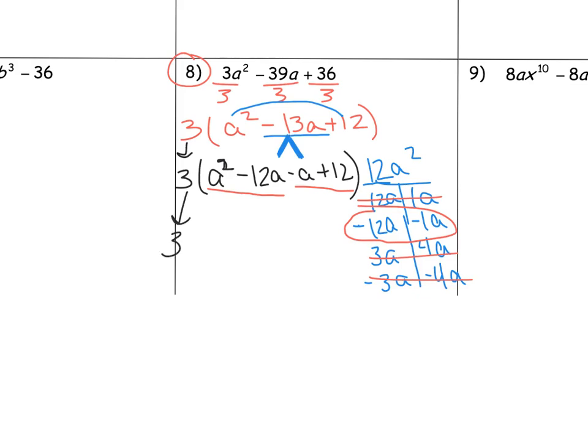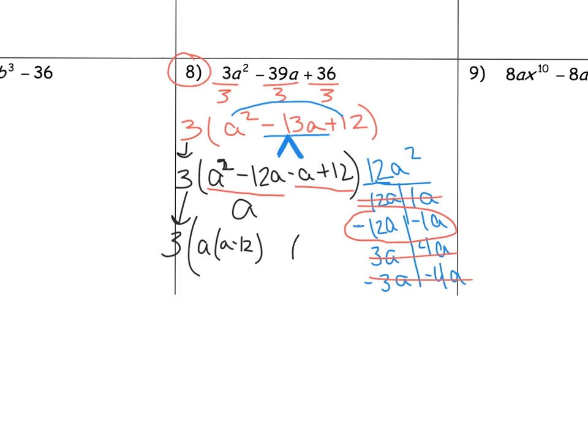So let's see what happens. A squared minus 12a. A squared minus 12a. Okay, they both share an a. So let's factor out an a. What's left inside is just a minus 12. Let's check out over here. I have negative a and positive 12.